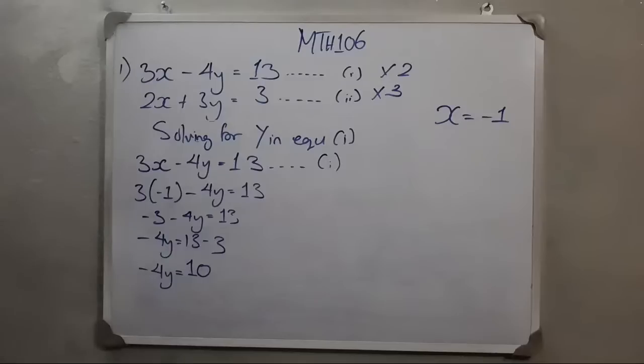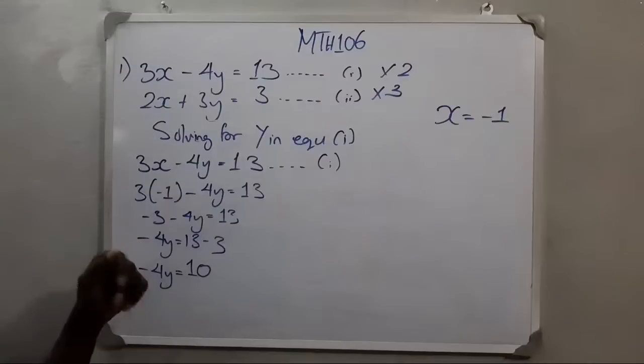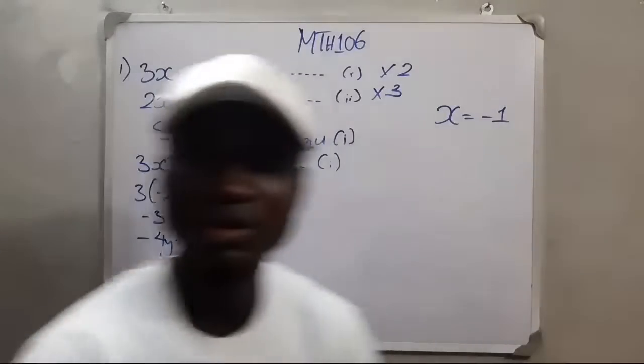Okay. If I'm not mistaken, since our x is minus 1, and this is 3 multiplied by 1 gives us 3, and we have a negative, we have an answer that is negative.